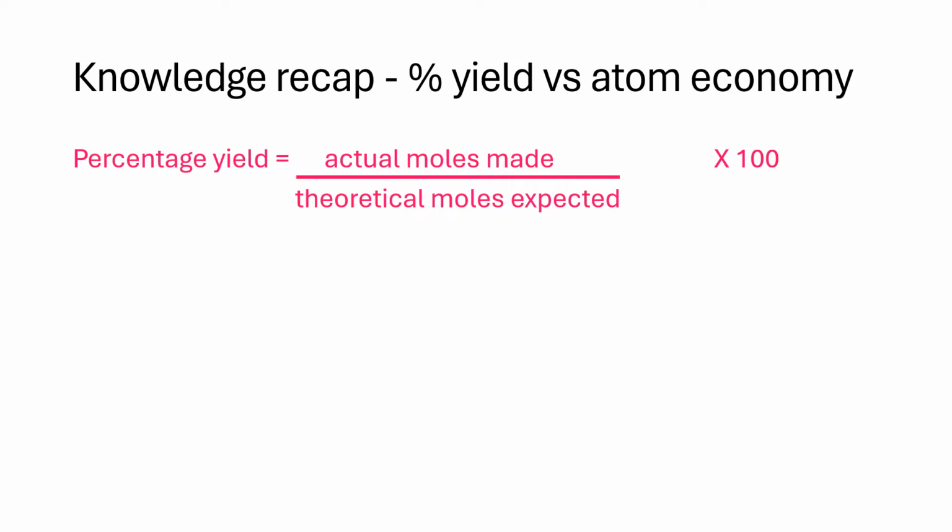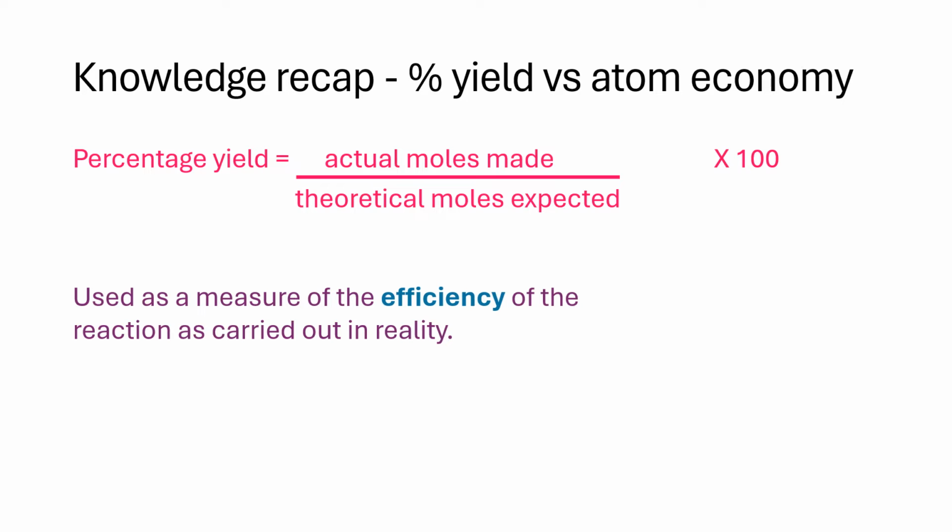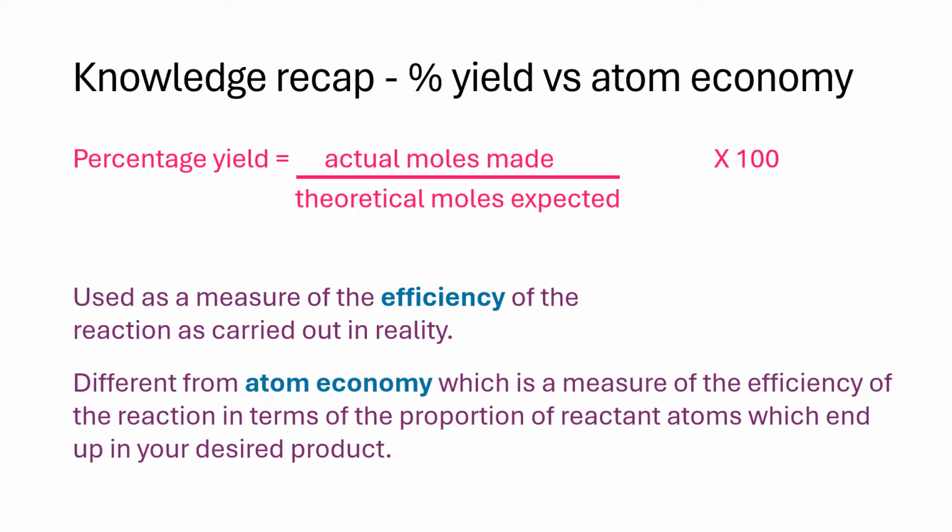So quick knowledge recap of those two things. Firstly, percentage yield is the actual moles made over the theoretical moles that you'd expect to make times 100. This is a measure of the efficiency of the reaction as it actually happens in reality. It's slightly different from atom economy, which is a measure of the efficiency of the reaction in terms of the proportion of reactant atoms which end up in your desired product.